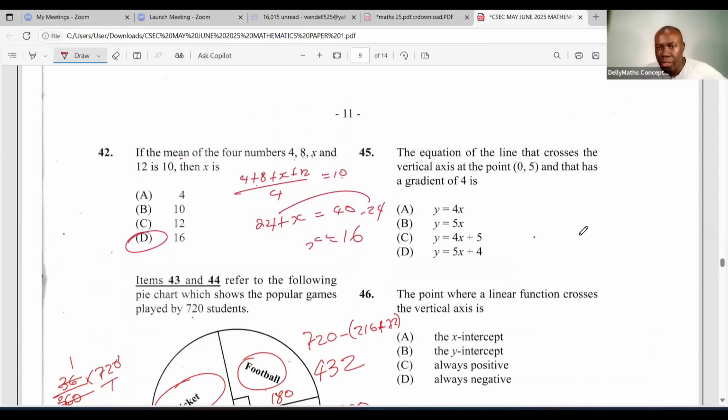All right. The equation of a line that crosses the vertical axis at this point, so this is the C, and it has a gradient. This is a repeat question. So y is equal to 4x plus 5 and C.